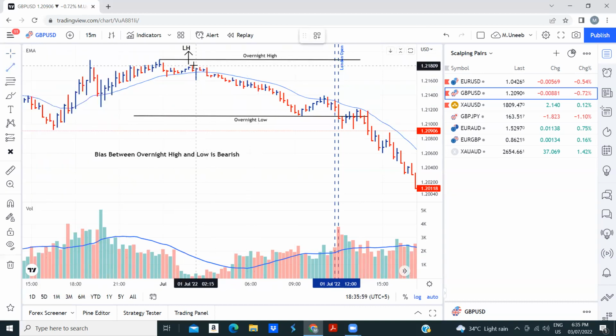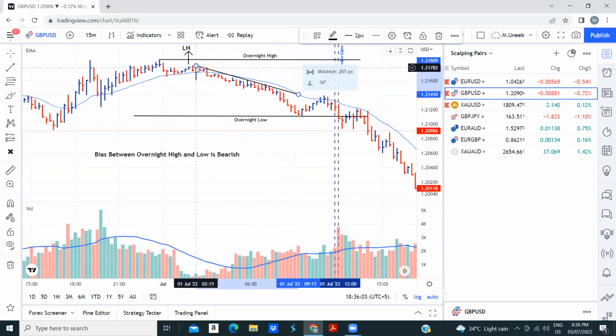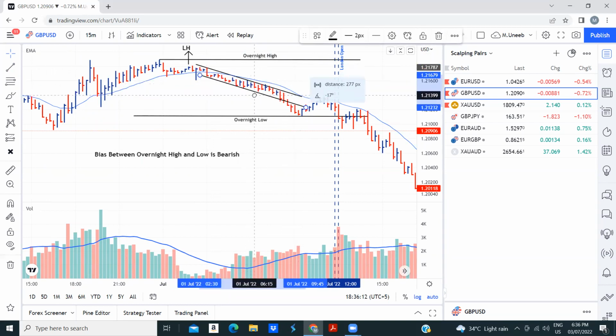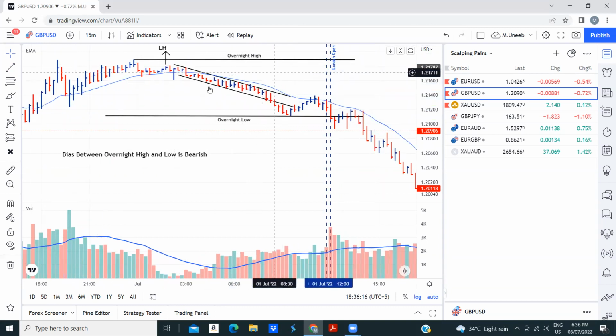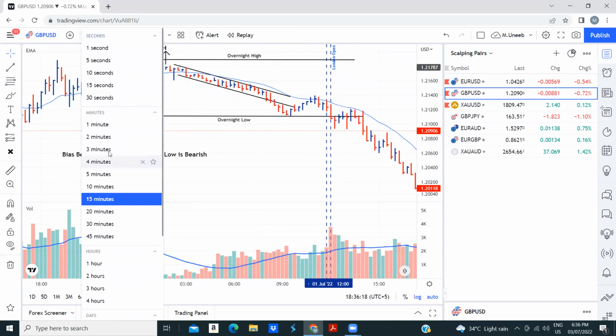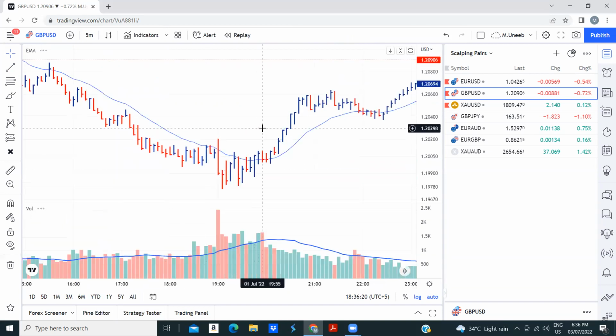And we can draw the channel here, connecting this point. And I think these 2 points can be connected. This one here and this one here, right over here. And we can draw the channel. Right? Okay. Now we go to the 5-minute time frame.